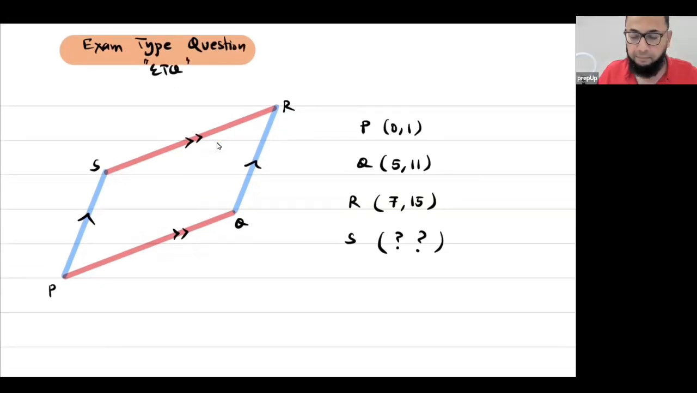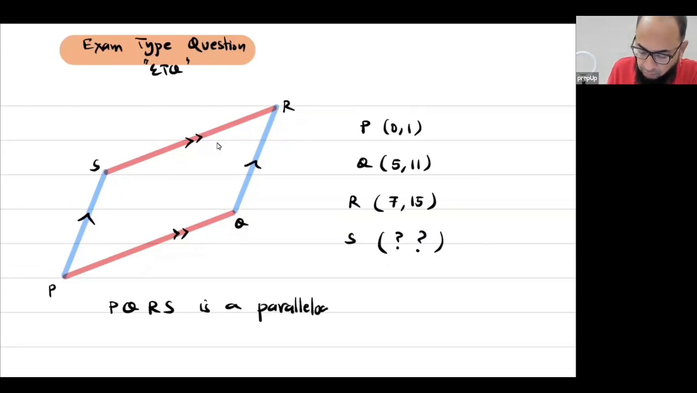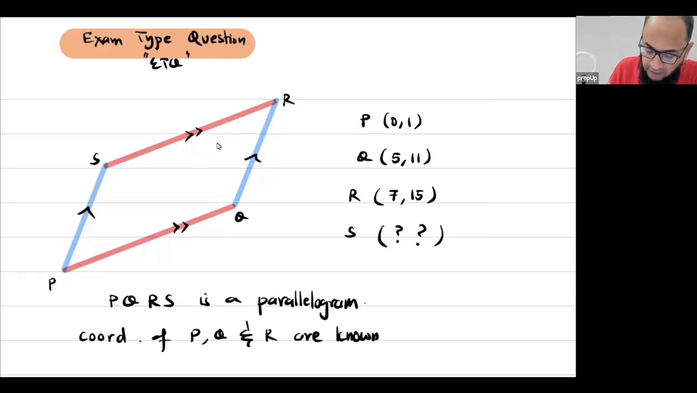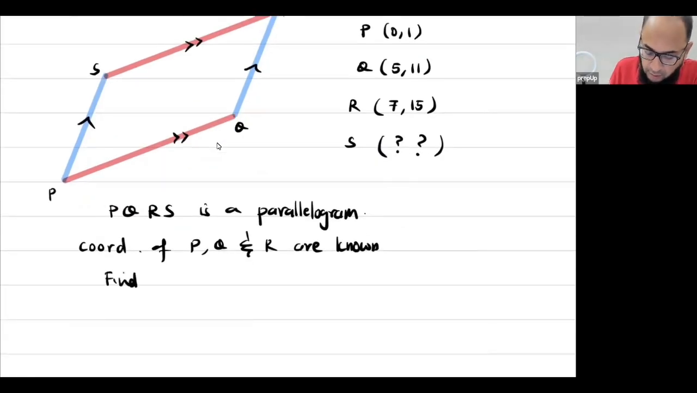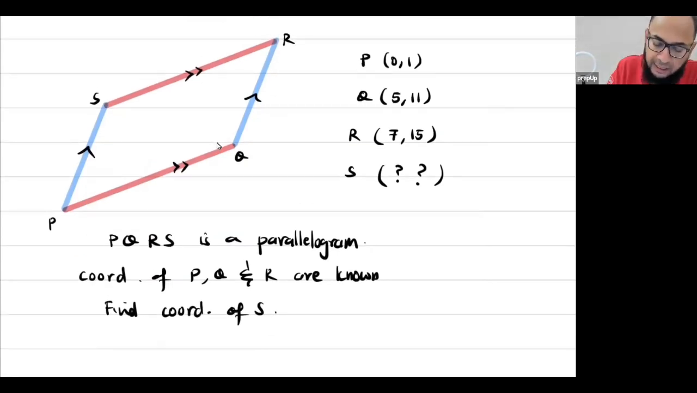The question would say that PQRS is a parallelogram. The coordinates of P, Q, and R are known. Find the coordinates of S. So S is unknown, so let me just write X and Y over here. This is X, this is Y.